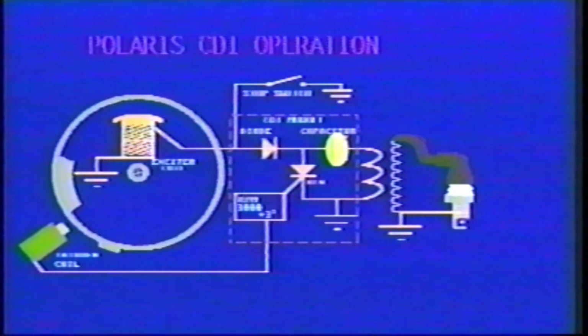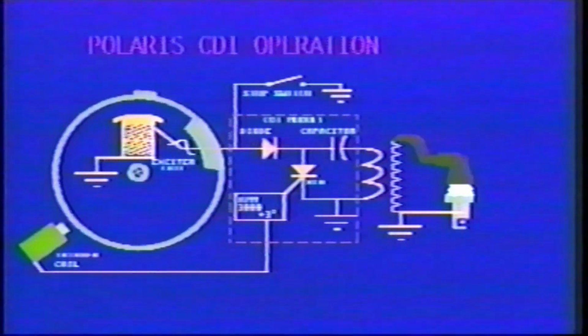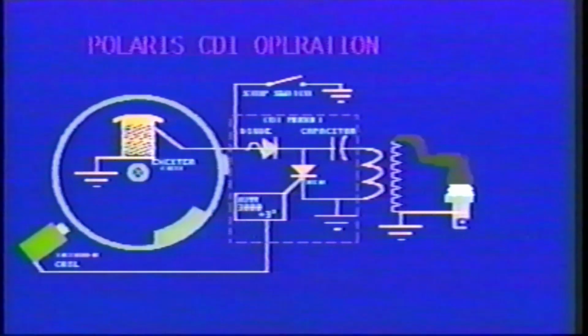All of these subsystems must be working properly for the spark to occur. Let's look at each one individually to identify components and understand how they work.